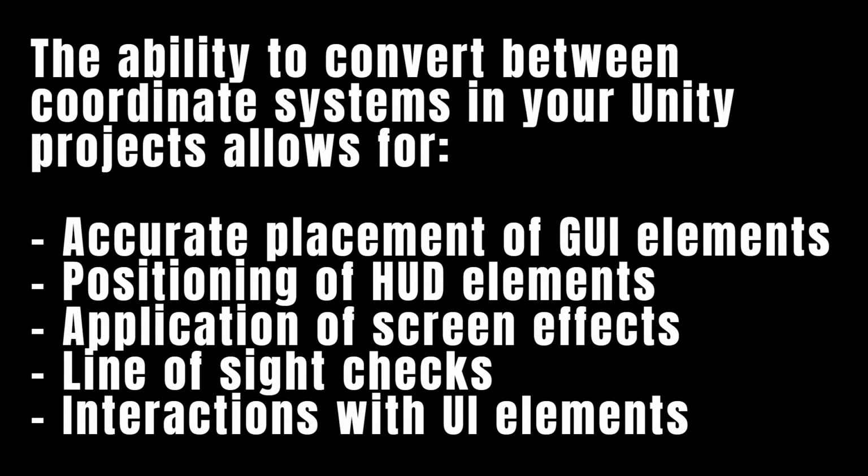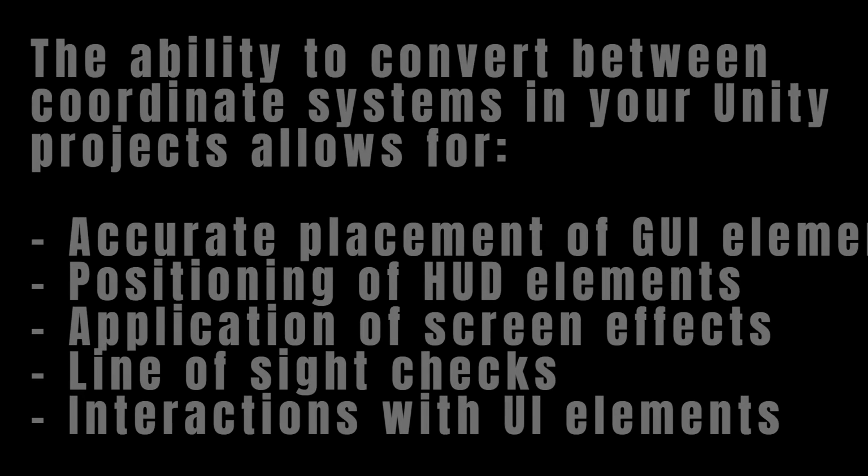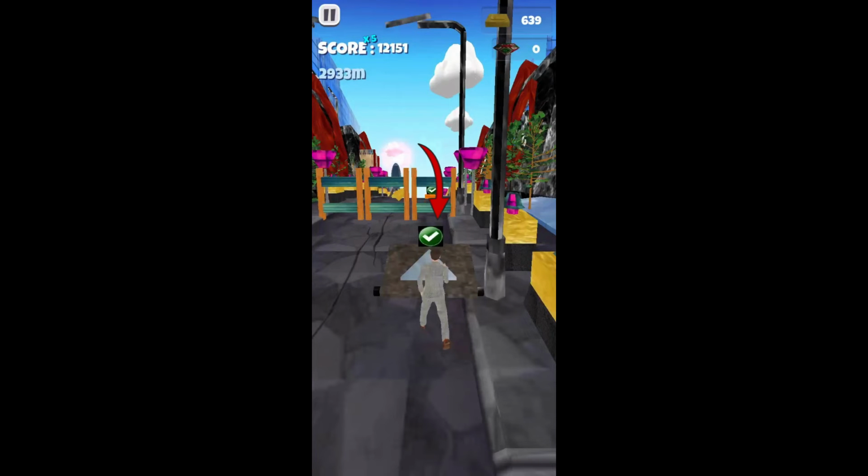Let's consider a practical situation where you have a 3D game in Unity, and you want to transform the position of a game object from world space into screen space. For example, you might need to display an indicator above the game object in the game view. To accomplish this, you can follow these steps in Unity using C#.